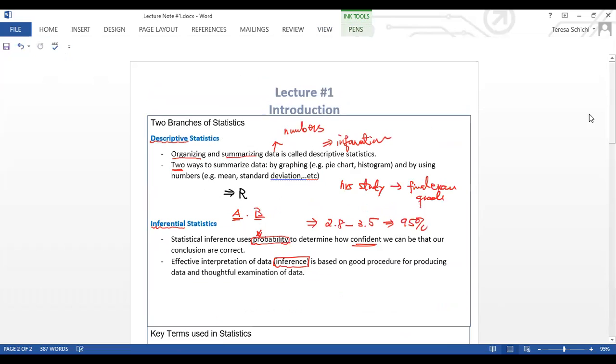In our next lecture, number 2, we're going to formally start hypothesis testing. That is our first inferential statistics. We're going to talk about how to make correct decisions.